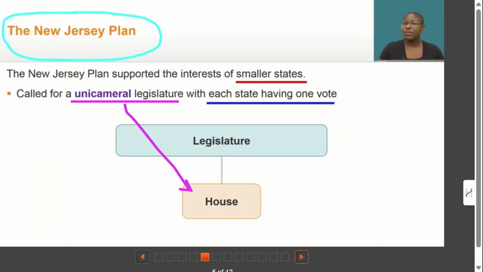Imagine again what such a plan might look like today, with a Congress that only had 50 members, one from each state. Let's take a moment to check your understanding of the Virginia and New Jersey plans.